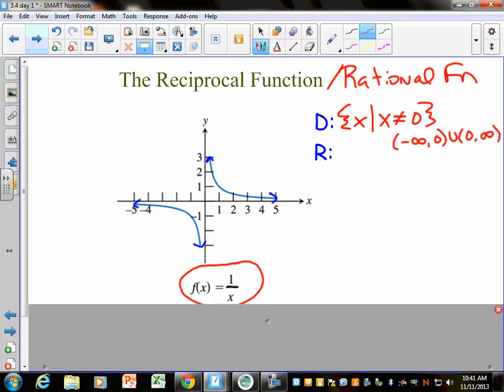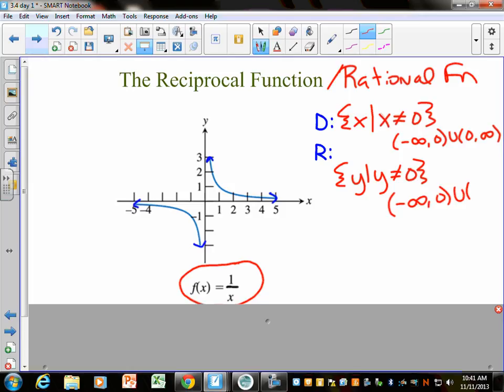So my range is going to be the exact same thing, except if you write it in set notation, if you're talking about range, you need to say y cannot equal 0. I totally did that wrong earlier when I said it wasn't ever going to touch the x-axis, but that's right. But in interval notation, it would look the exact same, everything but 0. And again, the fraction should be the big clue on that one.